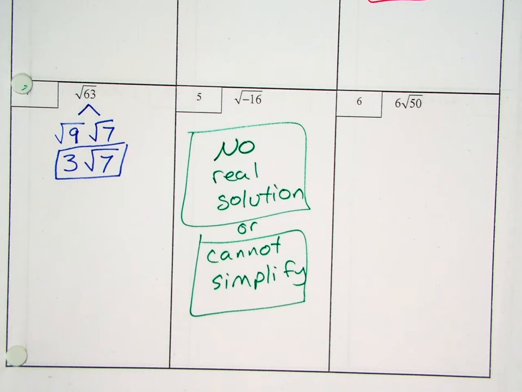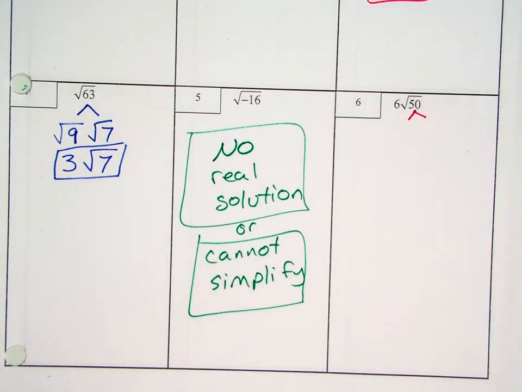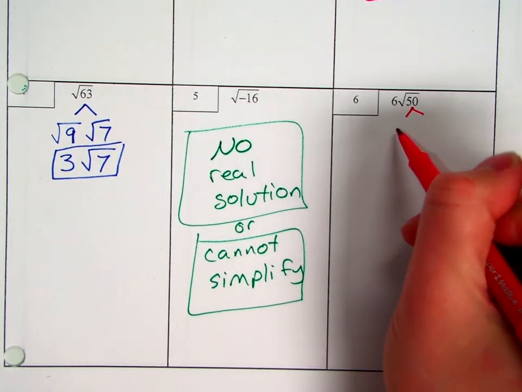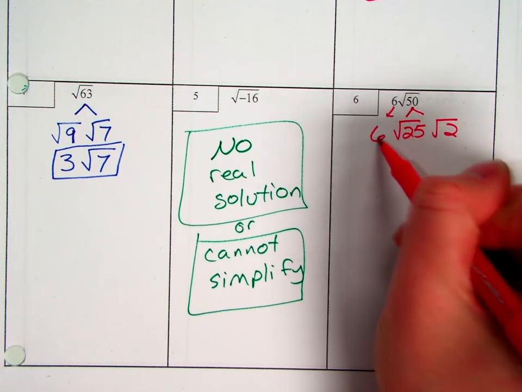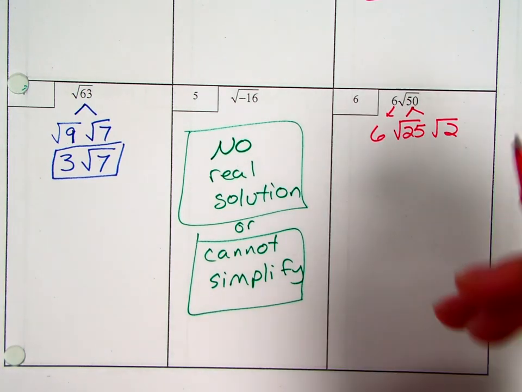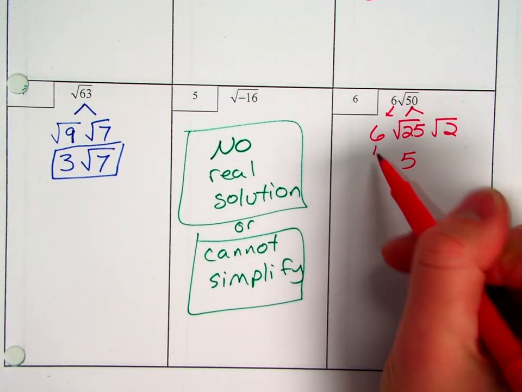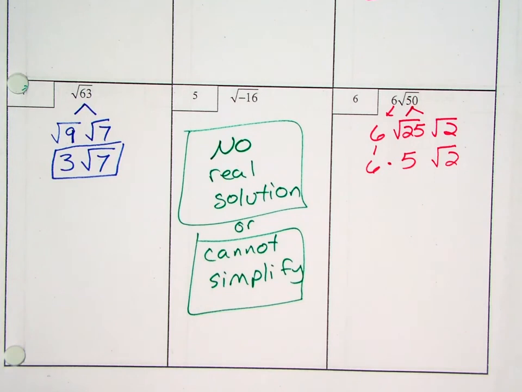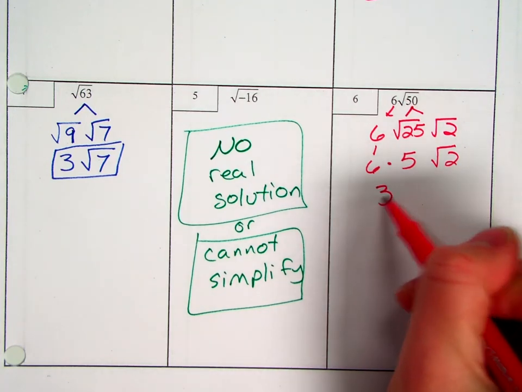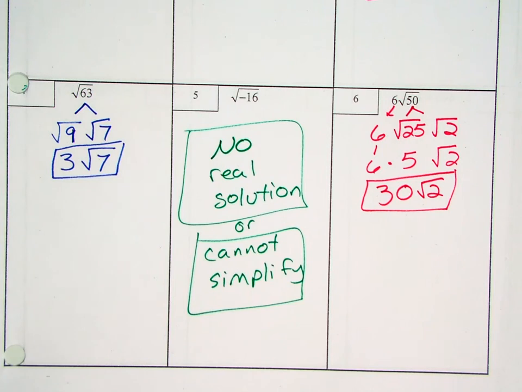All right, number 6. Again, no multiplying involved here. We're just simplifying. I need to find the largest perfect square that goes into 50 evenly, which is 25, and it goes into it twice. And then I need to bring my 6 down out front. Now we can take the square root of 25, which is 5. The 6 still gets brought down, and the square root of 2 as well. Remember, there's multiplication between these since there was no symbol. 6 times 5 is 30, and the square root of 2 gets brought along. So 30 square root of 2 is your final answer.